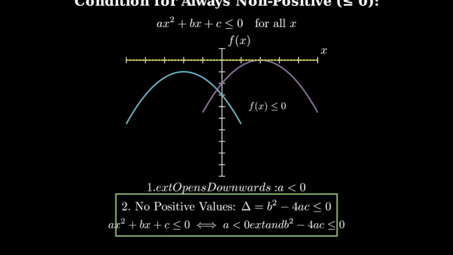A simple example is f of x equals negative x squared. Here, a equals negative 1, which is less than 0. The coefficient b is 0, and the constant term c is also 0. The discriminant is b squared minus 4ac equals 0 squared minus 4 times negative 1 times 0, which equals 0. Since a is less than 0, and the discriminant is less than or equal to 0, it's exactly 0 here. The quadratic negative x squared is always non-positive. Its graph touches the x-axis at the origin.